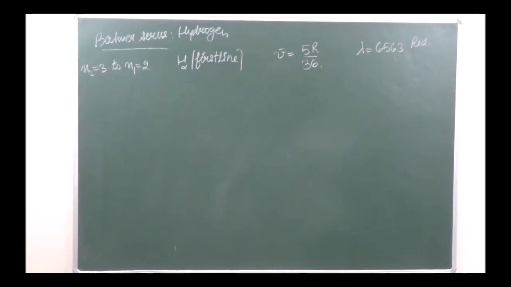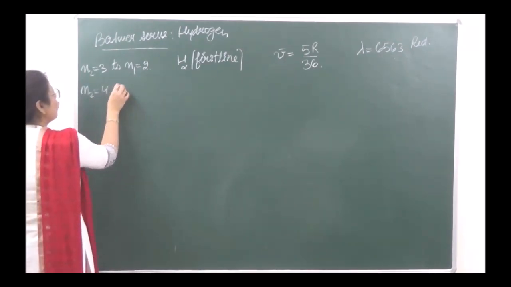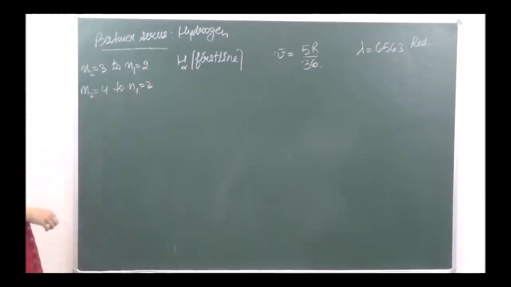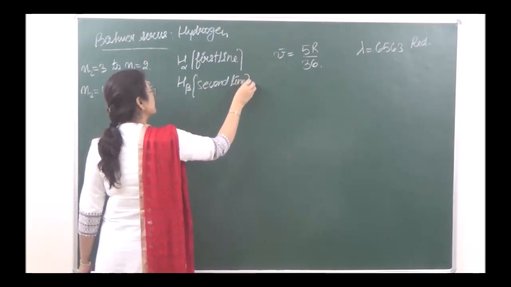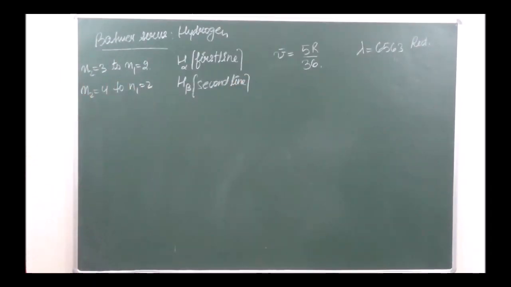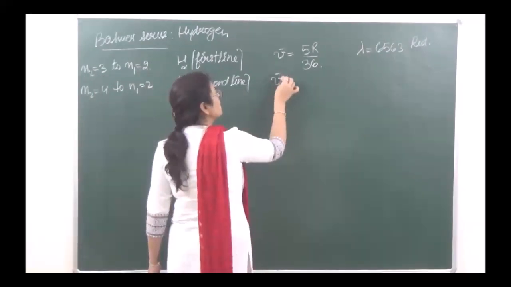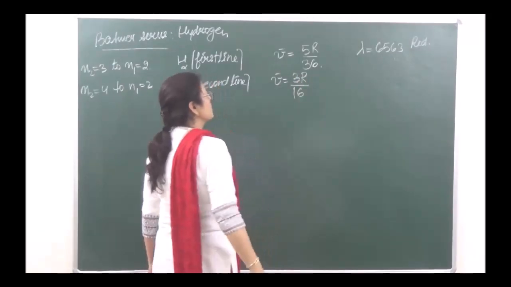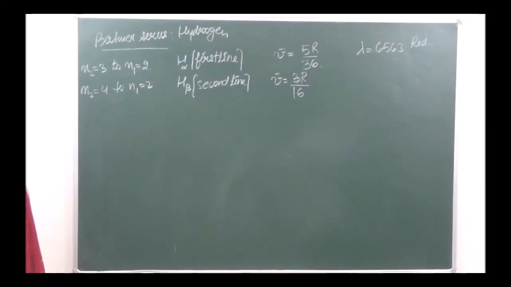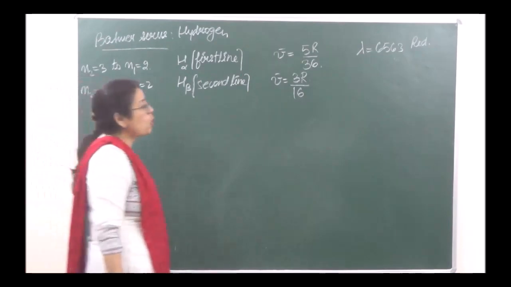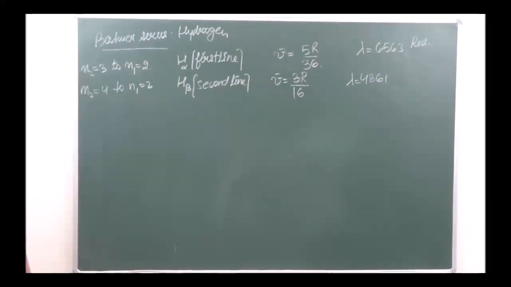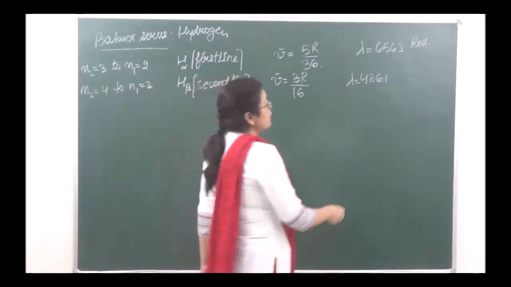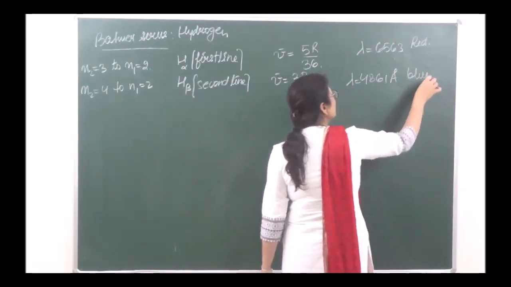Then the second transition is N2 is equal to 4 to N1 is equal to 2. For the Balmer series, N1 is always equal to 2. This transition is represented by H beta, and this is the second line. For this, mu bar comes to 3R upon 16, and the lambda is of the order of 4861. These wavelengths are given in angstroms: 6563 angstroms, 4861 angstroms, and the color we observe here is blue.